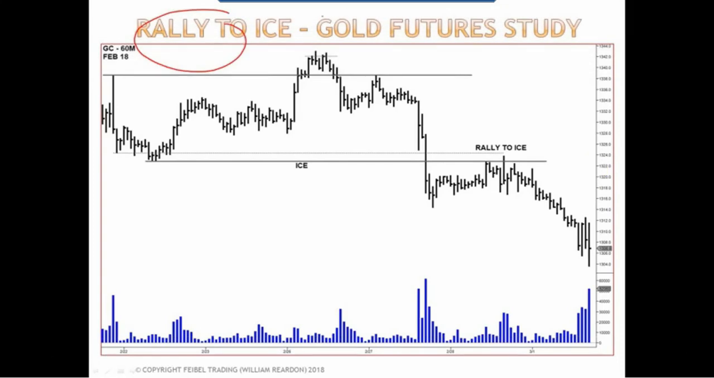Rally to ICE, gold futures on a 60-minute time frame. So this is the opposite of the back up to the edge of the creek setup. So this is our creek here, resistance. As we drive through, we come back and we look for longs. So support is now ICE. And this is a very, very important setup.